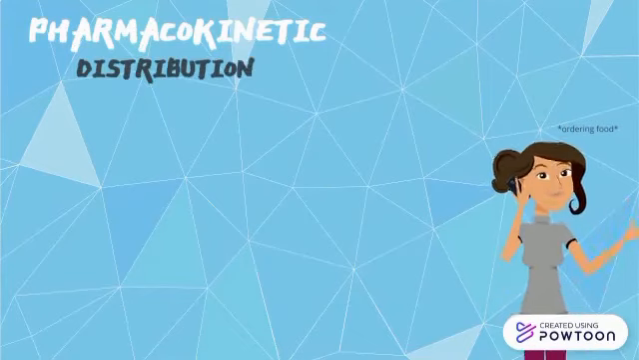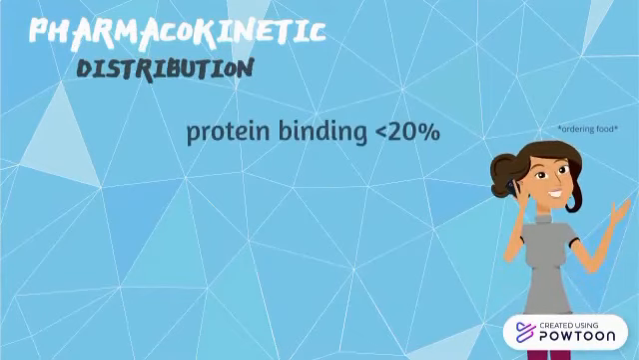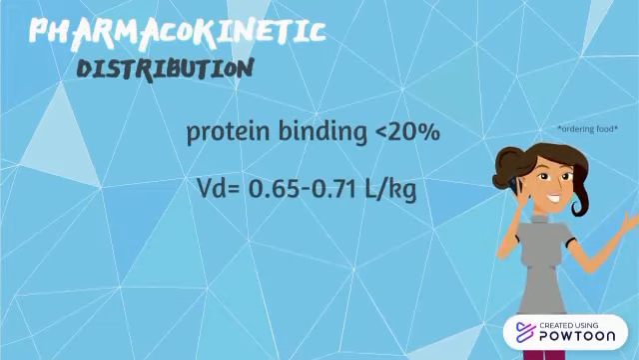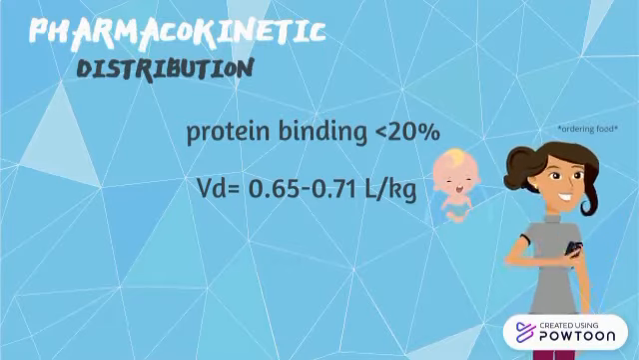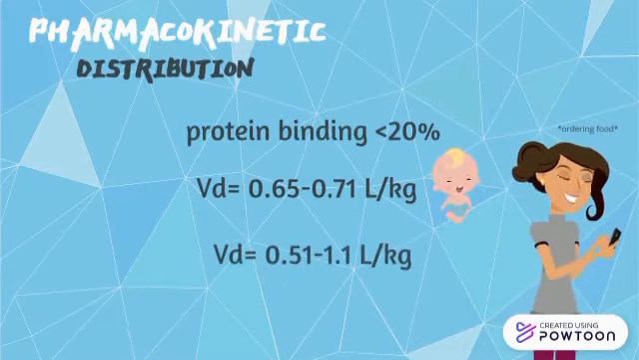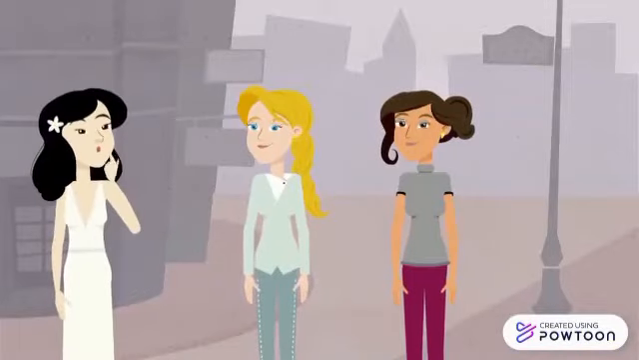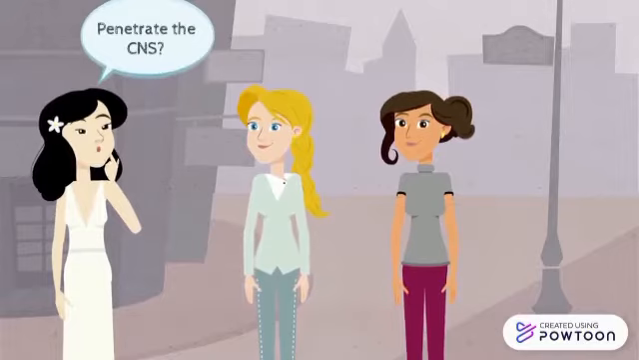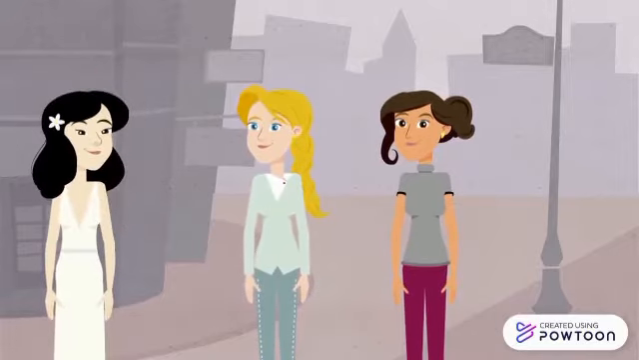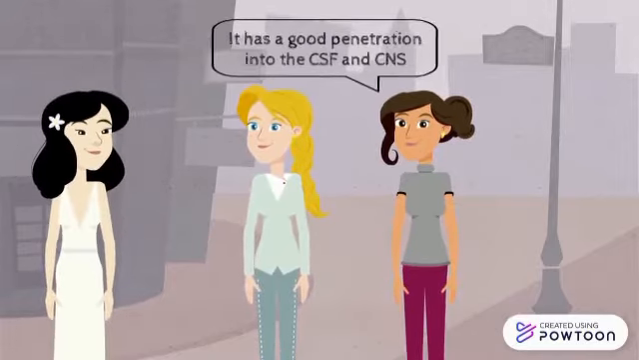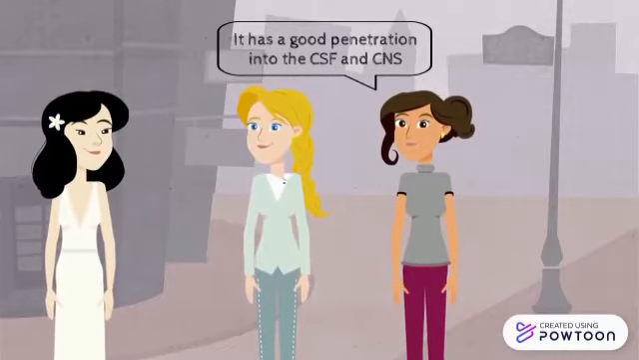The protein binding of metronidazole is lower than 20%. It is also reported that the volume of distribution is 0.65 to 0.71 liter per kilogram in newborn infants and 0.51 to 1.1 liter per kilogram in adults. Can it penetrate the central nervous system? Yes, it can. In fact, it has a good penetration into the cerebrospinal fluid and the central nervous system.